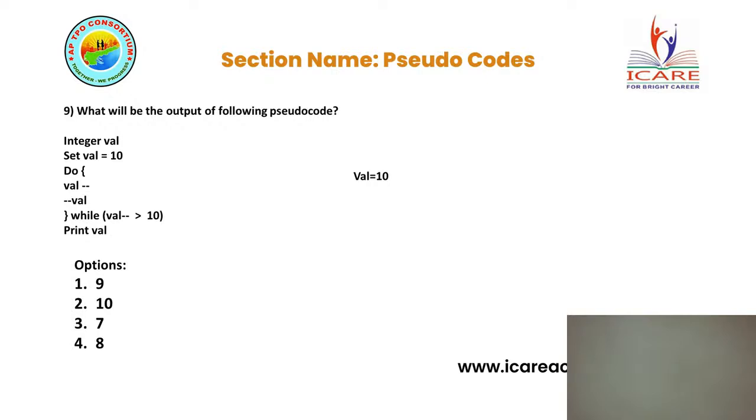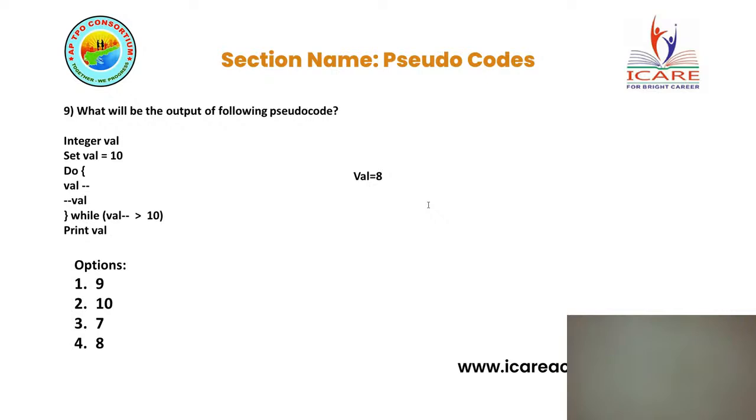So they have a do: val minus minus, minus minus val. So here val minus minus, it means 10 minus minus, it becomes 9. We are not assigning or using any value there, we are just updating the value, the decrement operation, val minus minus. So 10 becomes 9, so the value is 9. After that, minus minus val, so minus minus 9 becomes 8, so value becomes 8.